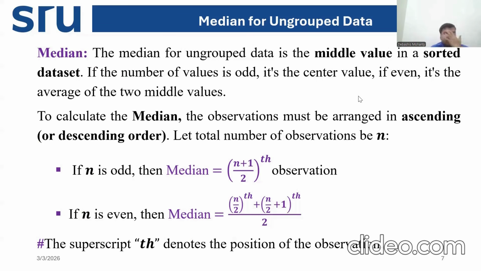After the mean, we need to see the median. So let's start with the median. The median for ungrouped data is the middle value in a sorted data set. So median basically means the middle value.